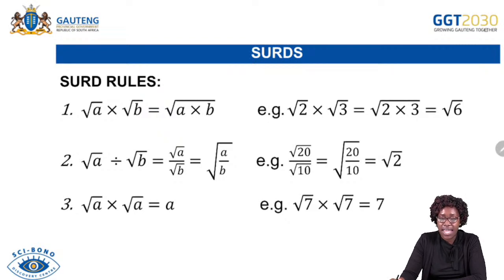Now, like in any other area in life, we need rules to make our lives easier. So we are going to start with surds and look at the different ways in which we can use surds to simplify our lives. The first surd rule that I have here, when we are multiplying two surds, the square root of a multiplied by the square root of b can be simplified to just say the square root of a times b. Now, what do I mean by that?